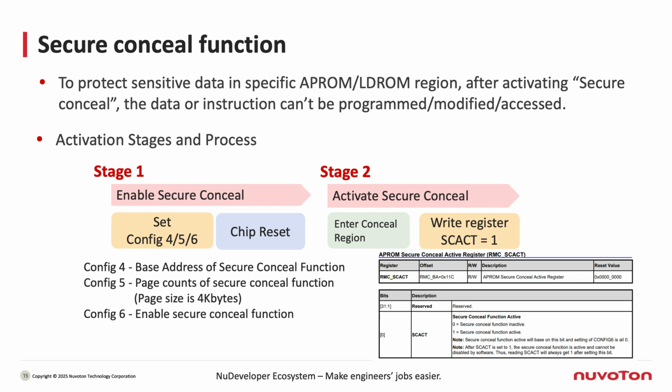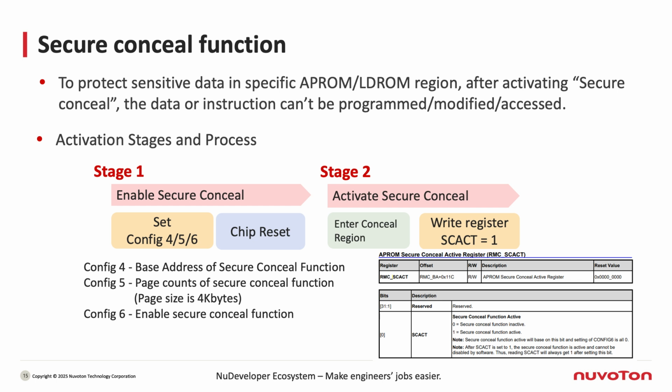Enabling this function requires 2 steps. Step 1, configure config 4, 5, and 6, so the status becomes enabled. Step 2, after enabling, jump into the conceal region and set the SCACT register to 1. Only then is the region officially active.